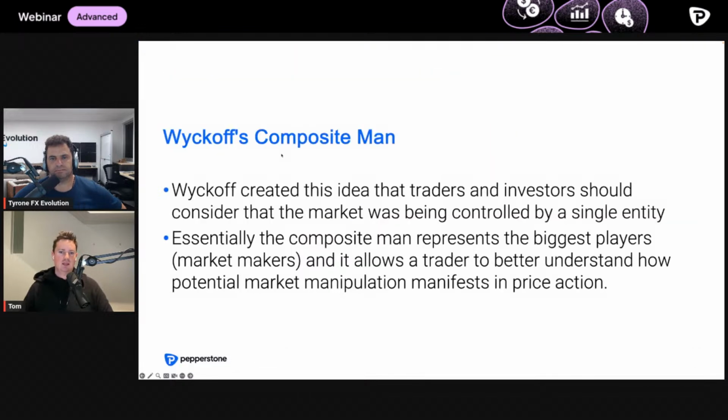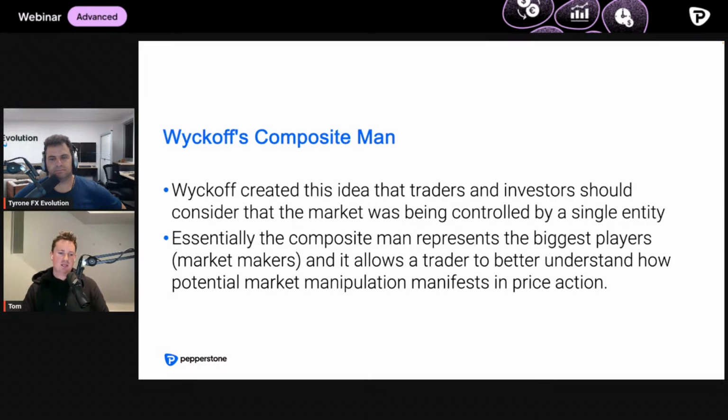So how do we use a candlestick with this? Well, first we need to understand what the Composite Man was and Wyckoff's concept was. Basically he said that we need to understand that the whole market is potentially a single entity. If we think of the market as a single entity, whether it's currency, stocks, commodities or cryptos, then we can use the concept of the Composite Man.